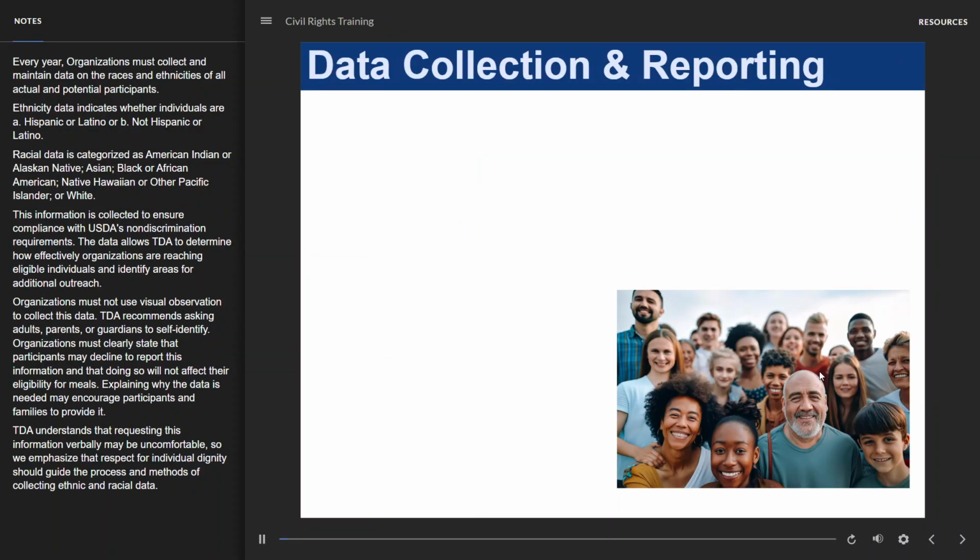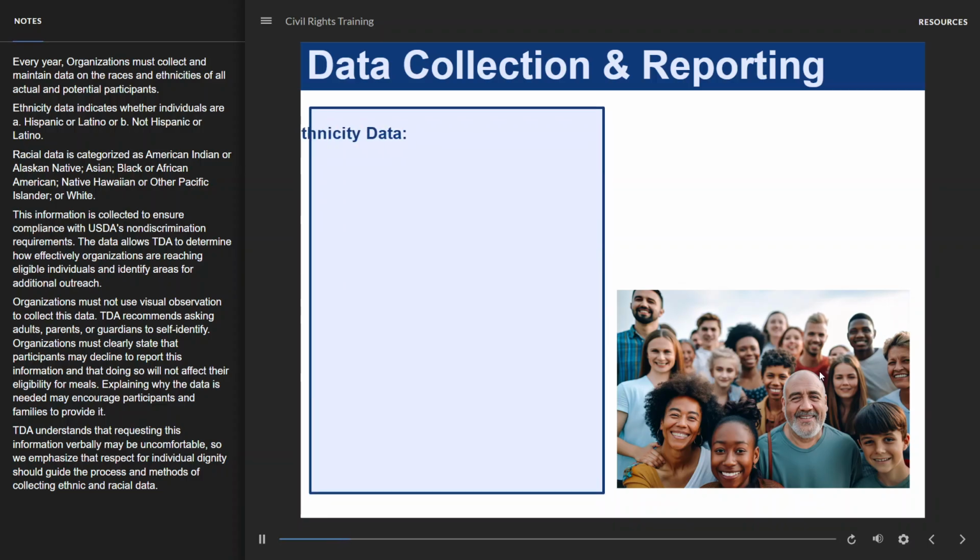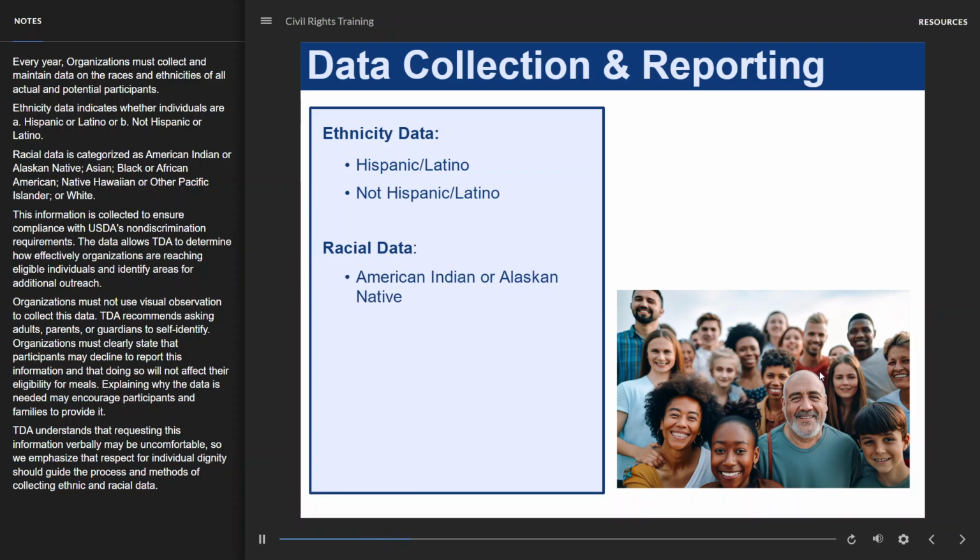Every year, organizations must collect and maintain data on the races and ethnicities of all actual and potential participants. Ethnicity data indicates whether individuals are Hispanic or Latino or not Hispanic or Latino. Racial data is categorized as American Indian or Alaskan Native, Asian, Black or African American, Native Hawaiian or other Pacific Islander, or white.